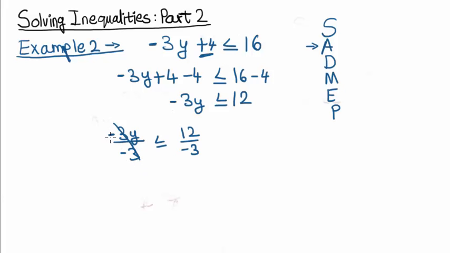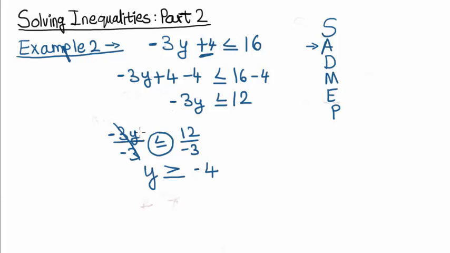And this makes sense because a negative number divided by a negative number will give me a positive number. So I'm left with only the y on the left-hand side. Now, the only tricky part that you need to remember is that once you simplify, you need to flip the sign over here. So instead of reading it as y is less than or equal to, you read it as y is greater than or equal to. And then you simply evaluate 12 divided by negative 3 to give you a negative 4.